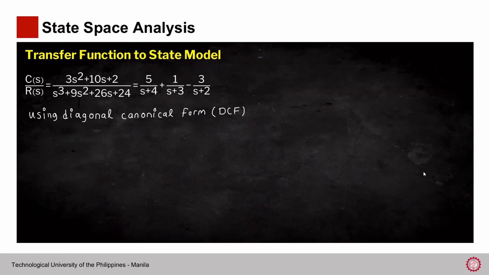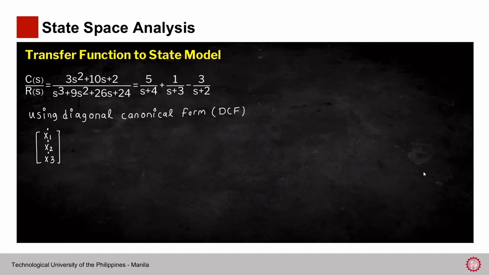Okay. So, paano po yung diagonal canonical form, sir? It's just the same. So, we have three state variables, x1, x2, x3. Kasi meron tayong tatlong partial fraction, I mean, tatlong elements ng partial fraction. So, we have 3. Okay?